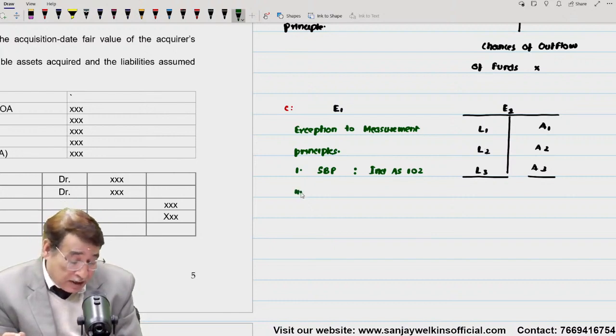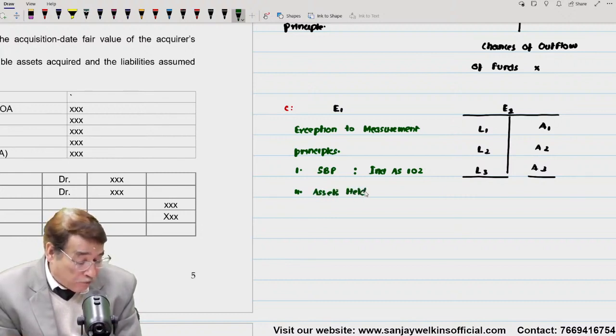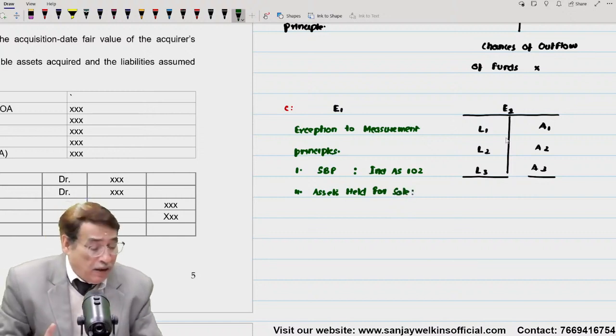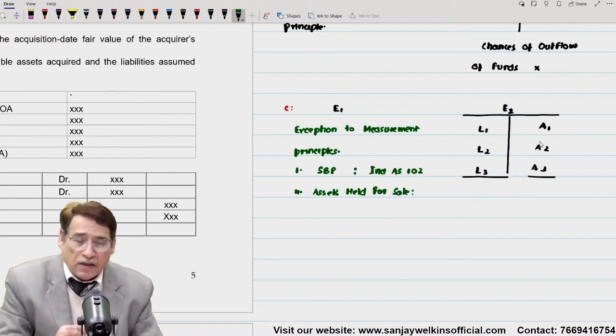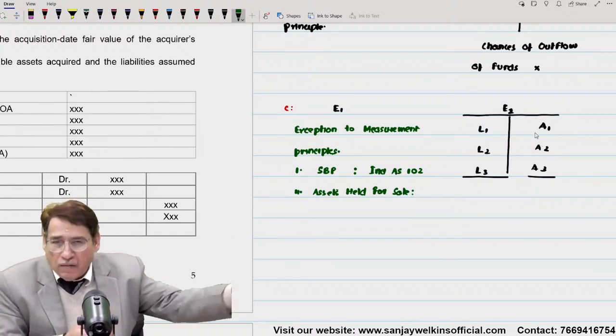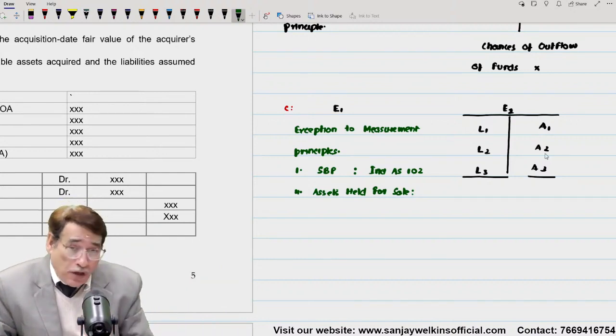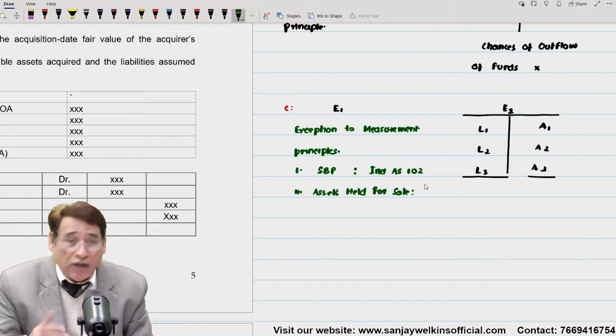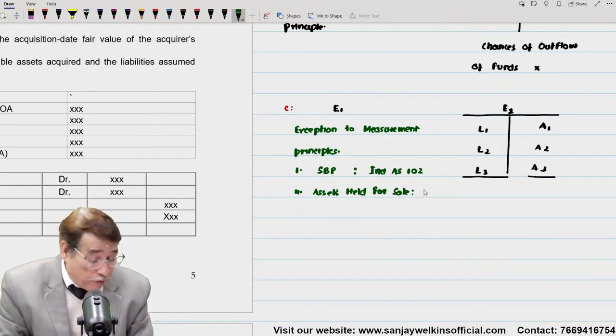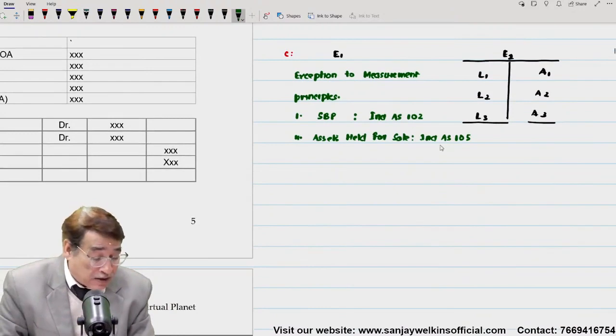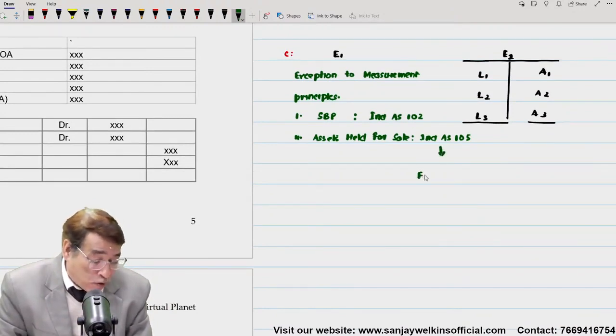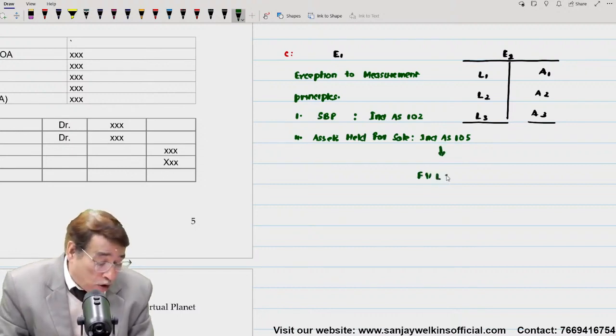Similarly, the second point is assets held for sale. In the balance sheet of the acquiring company, there might be some assets appearing which are meant for sale, due to some reason. So we will record those assets held for sale, but not at fair value. Then at what value? First of all, we will record them in the light of Ind AS 105, because later on we will see that Ind AS 105 deals with assets held for sale. And Ind AS 105 states that assets held for sale shall be recorded at fair value, less cost of disposal.